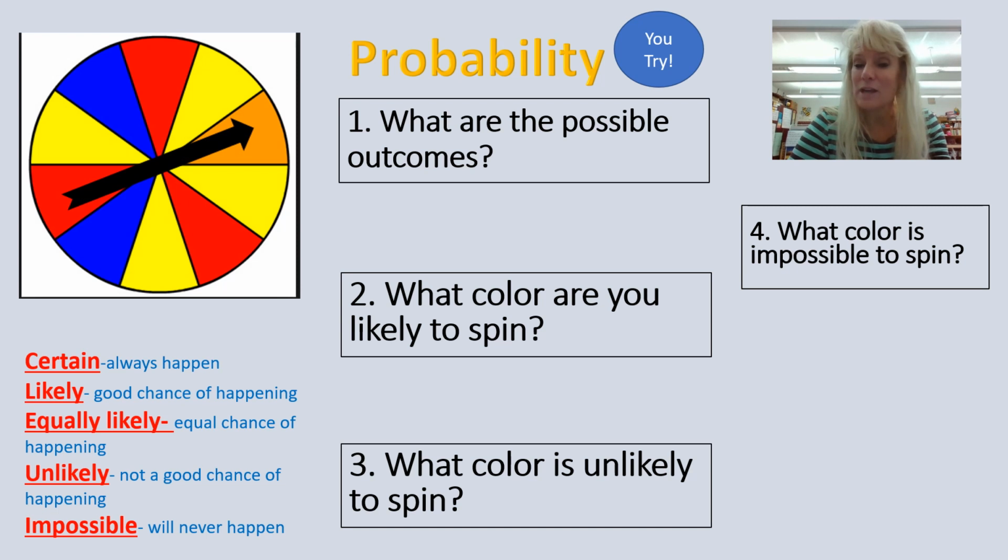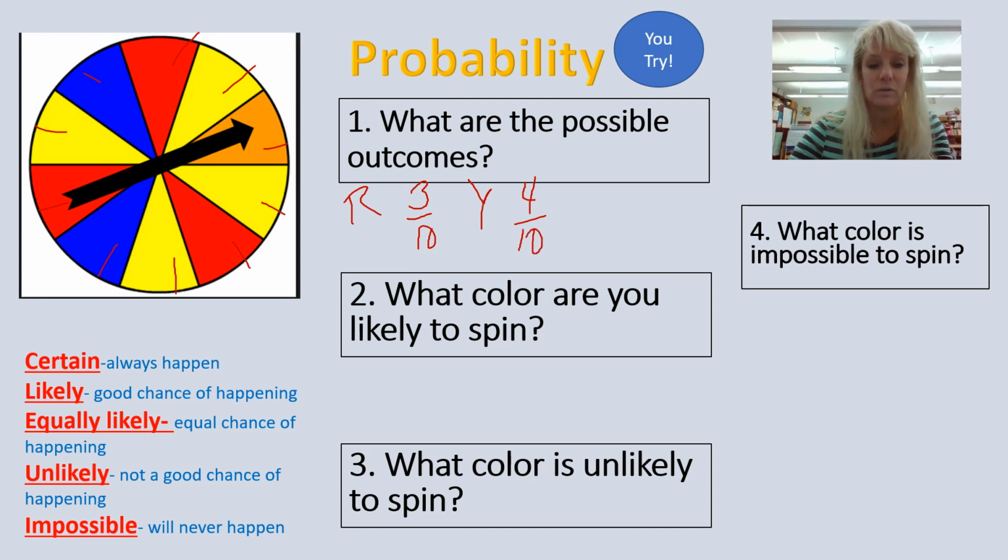Okay, you should have had some time to pause. Let's take a look. What are the possible outcomes? So I see a red one, and of the red, I have 1, 2, 3, 4, 5, 6, 7, 8, 9, 10. So there are 3/10 that are red. I see a yellow, and there are 4 out of the 10 that are yellow. I see an orange, and there is 1 out of the 10 that is orange, and I see blue, and I see 2 out of 10 that is blue. So my possible outcomes are red, yellow, orange, and blue.